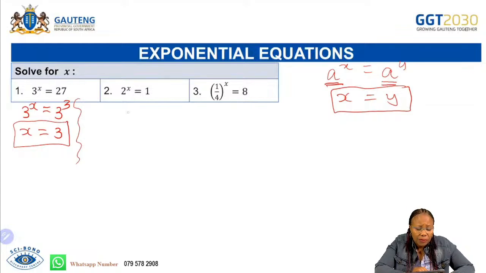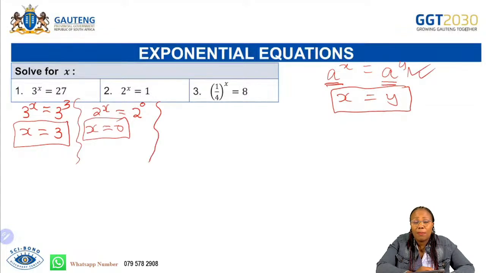Okay. Now it's 2 to the power x. On the left, right-hand side, we have 1. We must write this as base 2 because you can't apply this law when the bases are not the same. Then this will be 2 to the power 0 because 2 to the power 0 is still 1. Happy? Therefore, x is equal to 0 for that one.